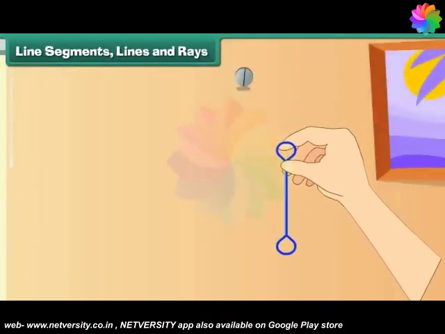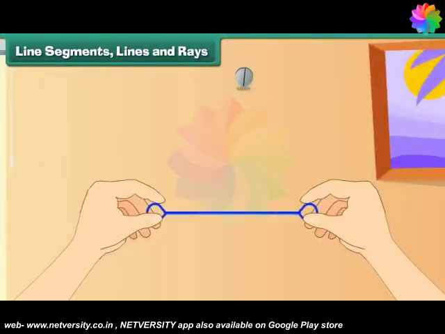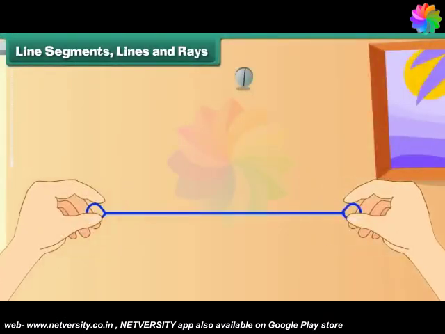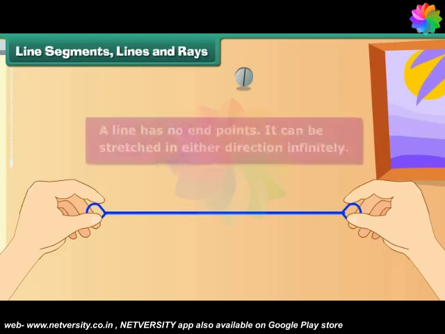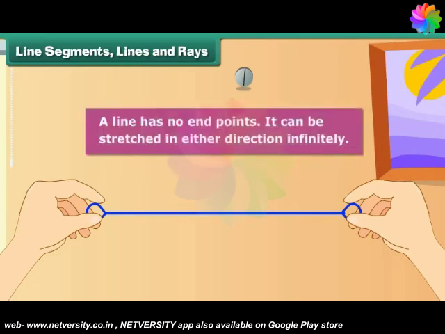Let us now remove the nail and stretch the rubber in the other direction. We now have a line. A line has no endpoints. It can be stretched in either direction infinitely.